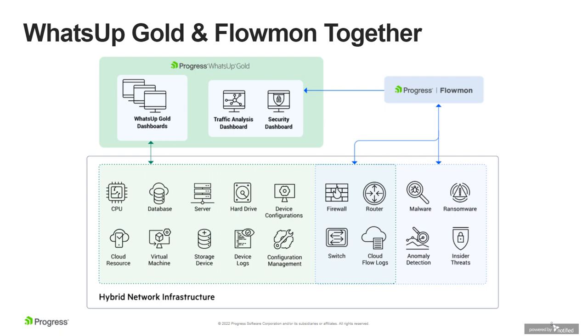So again, look at that big green box in the upper left. You've got a whole series of WhatsUp Gold dashboards that were always in there. If you're a WhatsUp Gold user, you're familiar with them. But we've added a traffic analysis dashboard and a security dashboard that give you access from within WhatsUp Gold, same interface, same application, to all of those great Flowmon capabilities. So we're really boosting the ability of WhatsUp Gold to monitor not just your network infrastructure, but also the performance of your traffic and traffic flow analysis and security threat detection.